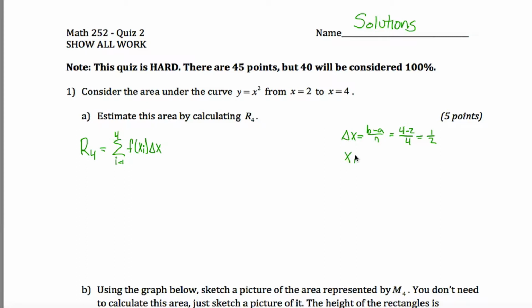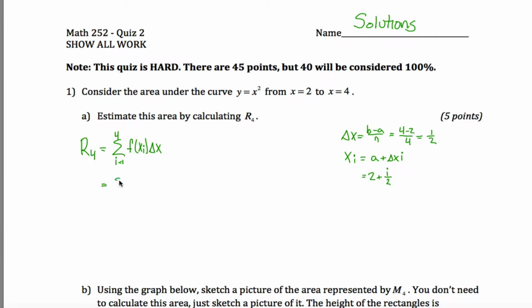Xi, you can either just reason your way through this, or you can denote it algebraically like I'm doing here. But xi is going to be a plus delta x times i. So a is still 2, and delta x is 1/2, and 1/2 times i is i over 2. So essentially what I'm saying here is x1 is 2.5, because i would be equal to 1. x2 is 2 and 2/2, aka 3. So on. So you can either denote your x's that way or keep them like this.